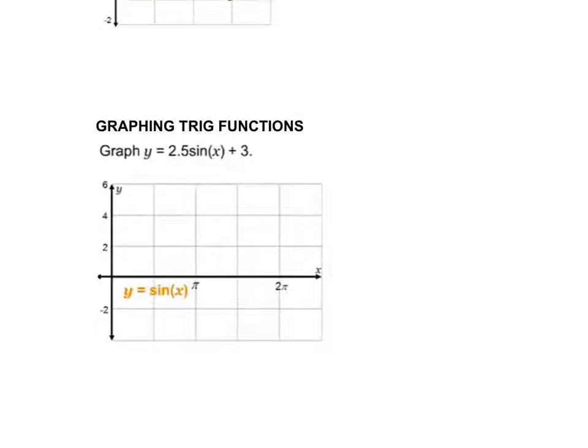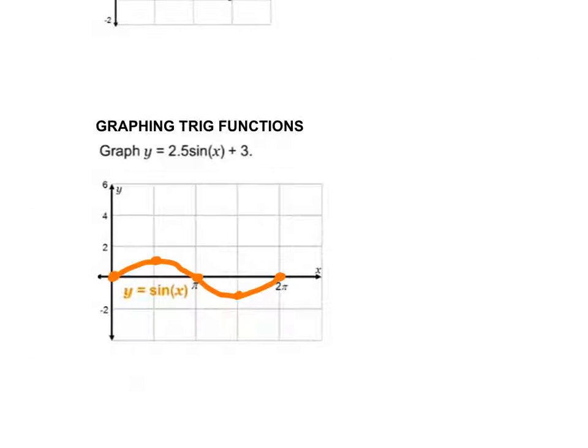Let's take a look at one of these graphs, okay? What this graph says is that we've got y equals 2.5 times sine of x plus 3. So what I want to do here is look at my original sine function, and we just need to know these points. I'm going to graph y equals sine of x: 0, 0; pi over 2, 1; pi, 0; 3 pi over 2, negative 1; and 2 pi, 0. So here are all of those different points, okay?